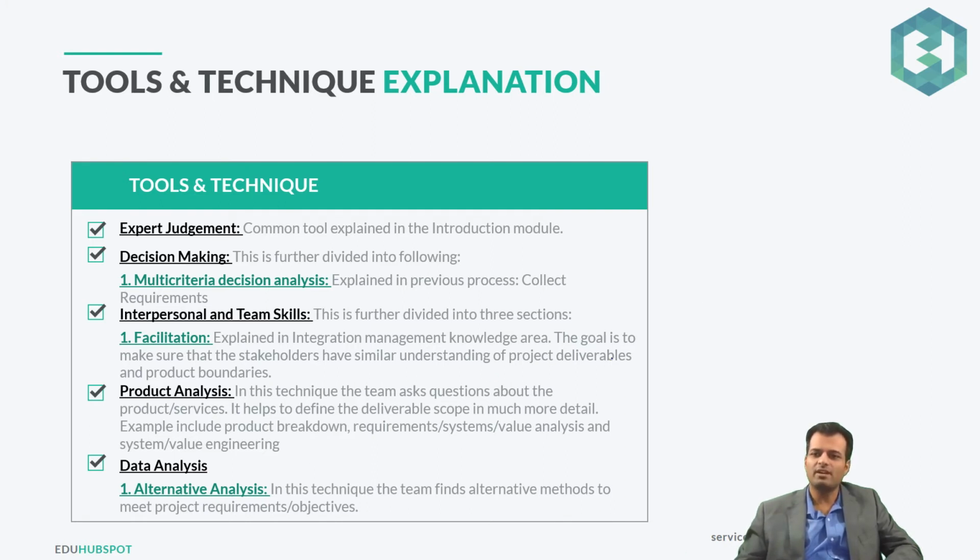Then we have the product analysis. In this technique, the team asks questions about the products and services. It helps to define the deliverable scope in much more detail. Examples include product breakdown, requirements analysis, systems analysis, value analysis, and systems engineering and value engineering. So again, product analysis is important.